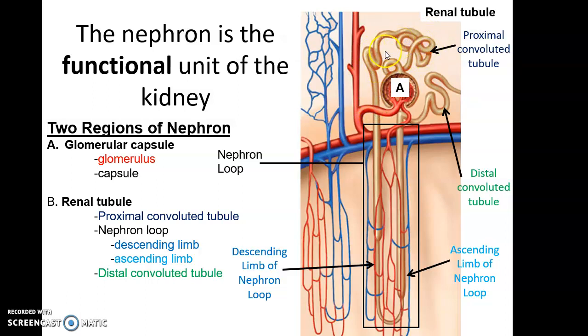Then the filtrate flowing through it will travel through the nephron loop, dipping down into the renal pyramid. So here's the nephron loop. Here's the descending limb of the nephron loop, carrying the filtrate down. Here is the ascending limb of the nephron loop, carrying the filtrate back up and to the distal convoluted tubule, which then will deliver the urine into the collecting duct.